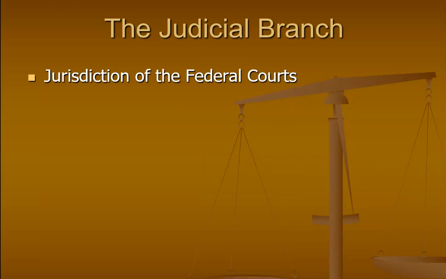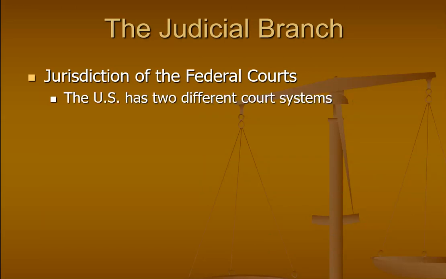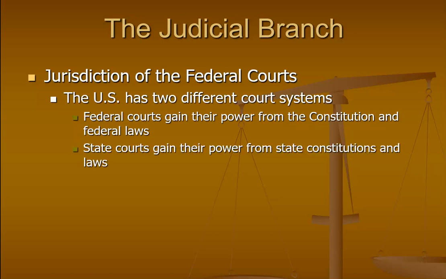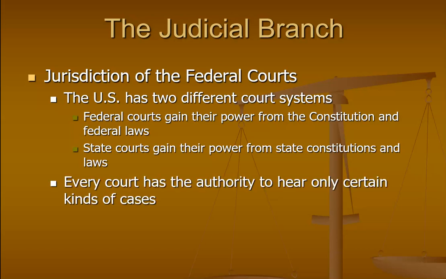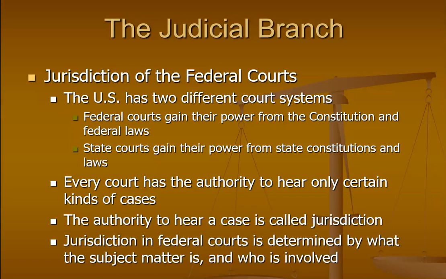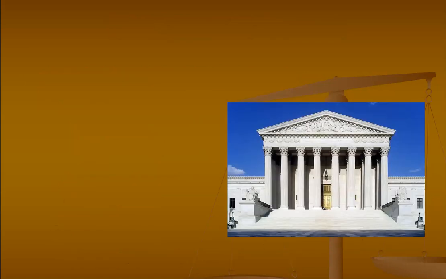The judicial branch, the jurisdiction of the federal courts. The U.S. has 2 different court systems: the federal courts, which gain their power from the federal constitution and federal laws, and state courts, which gain their power from state constitutions and state laws. Every court has the authority to hear only certain kinds of cases. That authority to hear a case is called jurisdiction. Jurisdiction in federal courts is determined by what the subject matter is and who is involved.